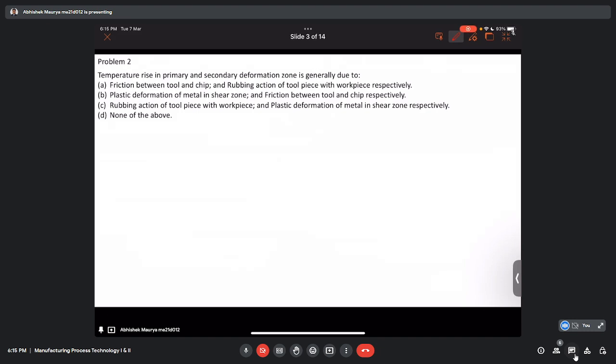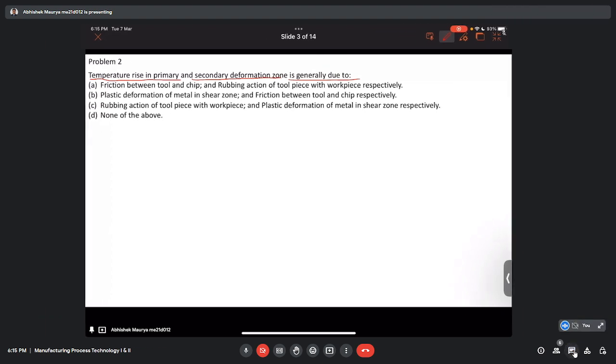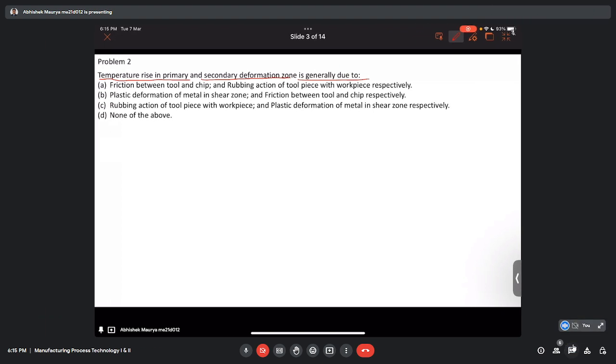Okay, let me try to help you out. So, what has been asked in the question? Temperature rise in primary and secondary deformation zone is generally due to. In the previous problem, we identified the primary deformation zone, secondary deformation zone, and tertiary deformation zone. Okay, Hamid, I got a response. We will try to see it and discuss which is the correct answer.